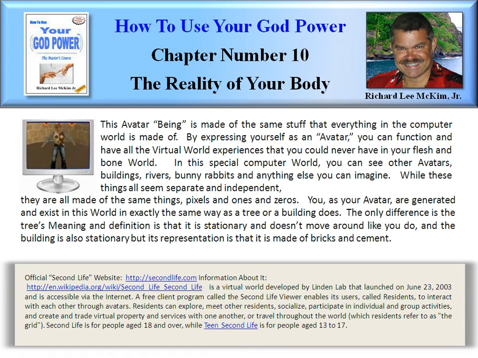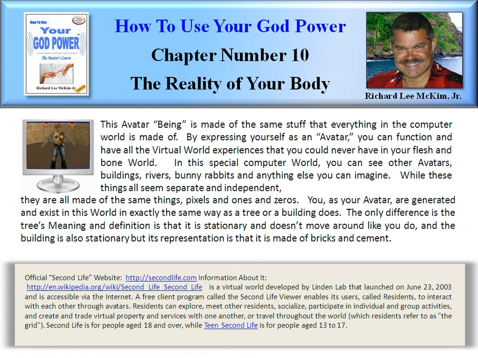This avatar being is made of the same stuff that everything in the computer world is made of. By expressing yourself as an avatar, you can function and have all the virtual world experiences that you could never have in your flesh and bone world. In this special computer world, you can see other avatars, buildings, rivers, bunny rabbits, and anything else you can imagine. While these things all seem separate and independent, they are all made of the same things, pixels and ones and zeros. You, as your avatar, are generated and exist in this world in exactly the same way as a tree or a building does. The only difference is the tree's meaning and definition is that it is stationary and doesn't move around like you do. And the building is also stationary, but it is represented that it is made of bricks and cement.